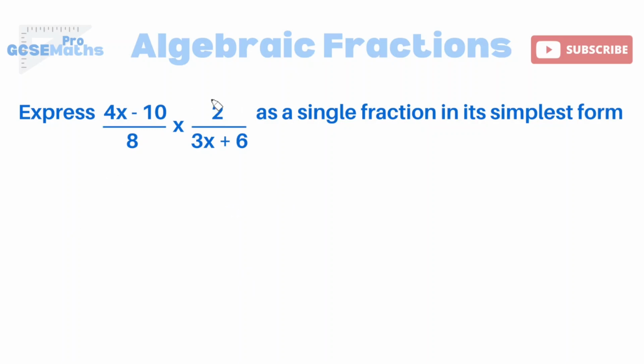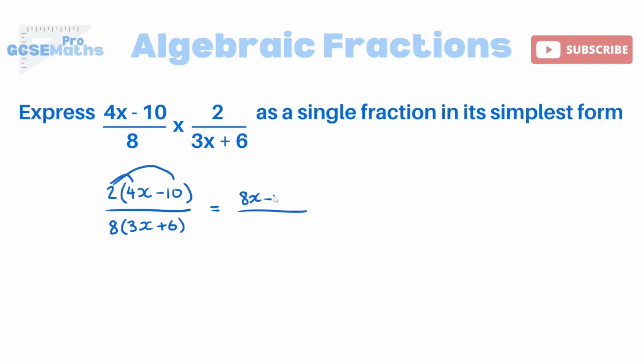Obviously you might be happy to just multiply that directly, but I'm just going to write it out fully as a set of single brackets just so you can really see it properly. And the denominator is 8 multiplied by (3x plus 6). Now I can literally expand out these brackets. So we get at the top 8x, then we get minus 20, and the bottom we get 24x, and then plus 48.